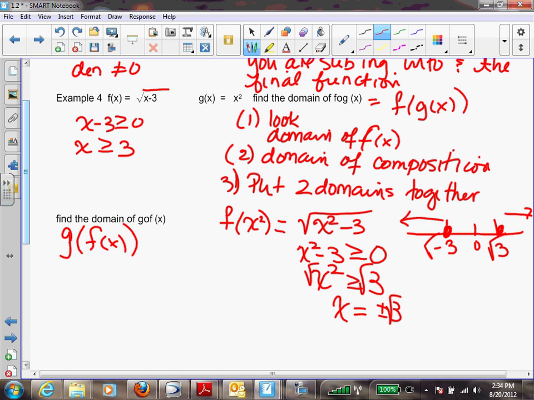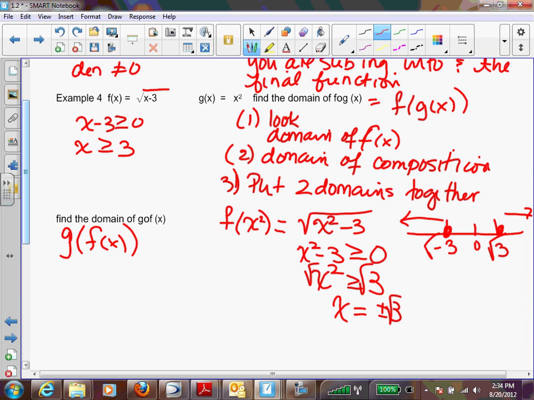So we could try, for example, 2. 2 squared is 4, correct? 4 minus 3 is 1. 1 is positive. Agreed? If we try negative 2, negative 2 squared is 4. 4 minus 3 is 1. So do you see that the solutions that make that square root positive are out from the root 3? It's an OR statement.